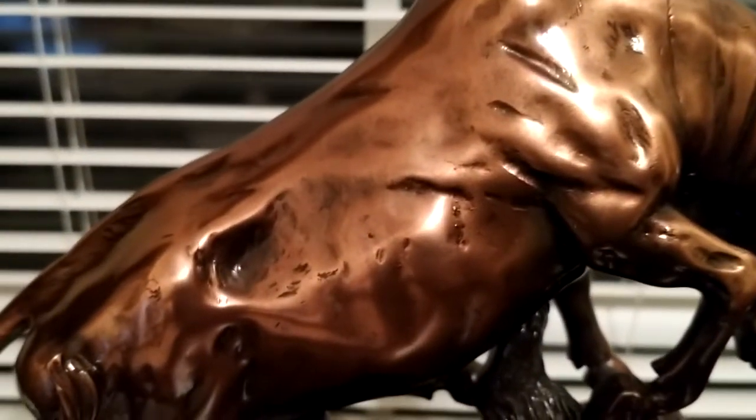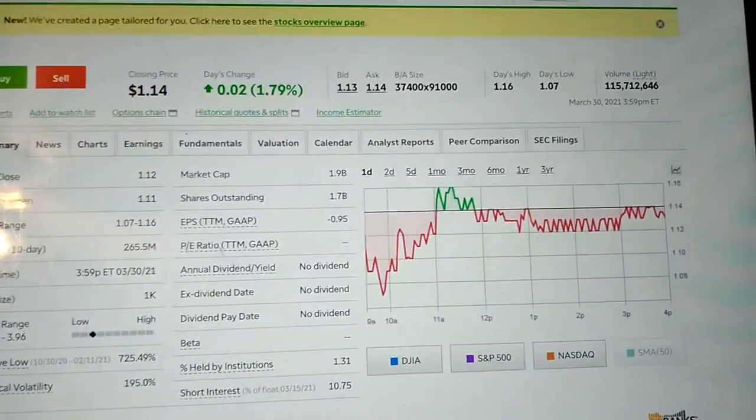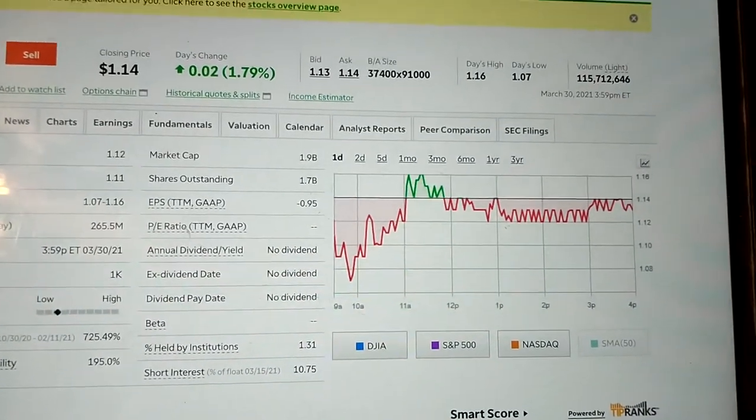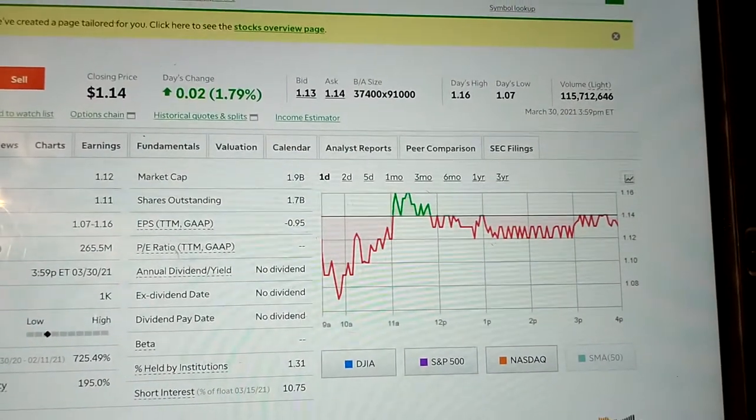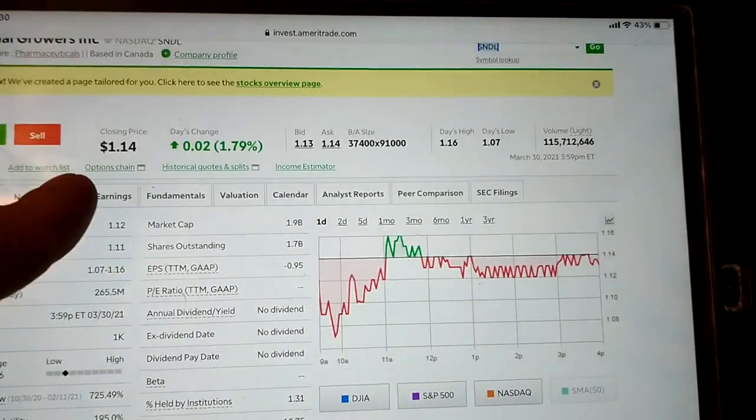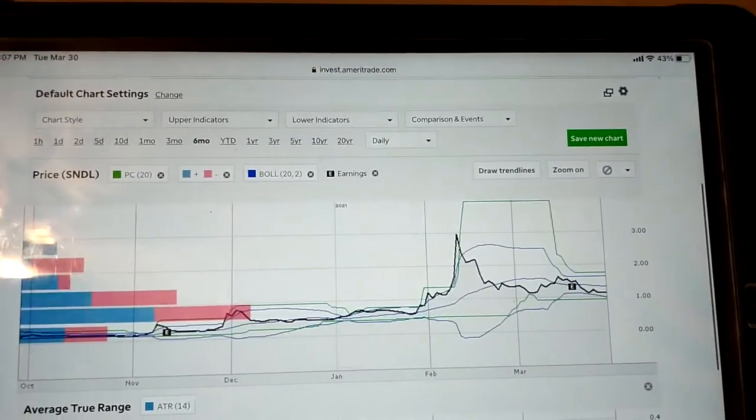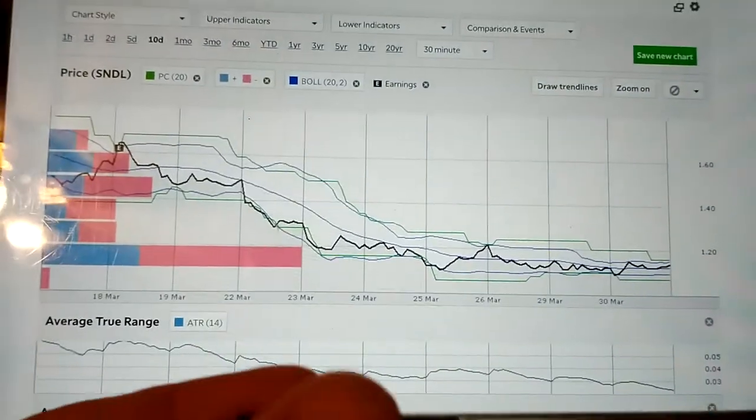Next we're going to look at SunDial Growers here. If y'all have been following any of my videos, I have mentioned this support line. I have been talking about a support line between $1.11 and $1.13, and it appears as if the support is starting to be very strong. Let's look at this 10-day chart, and it can really start showing.